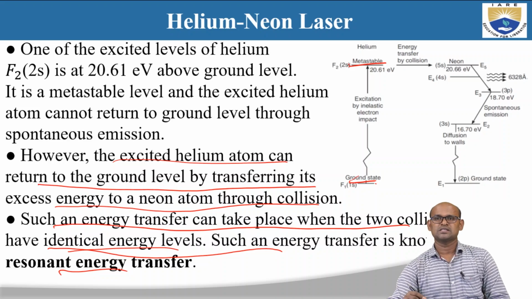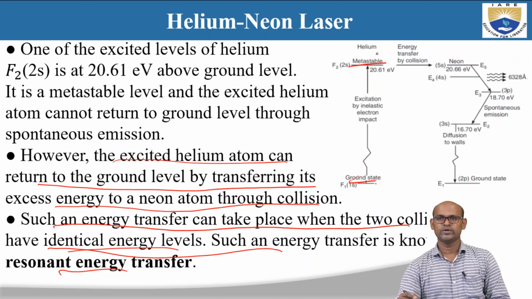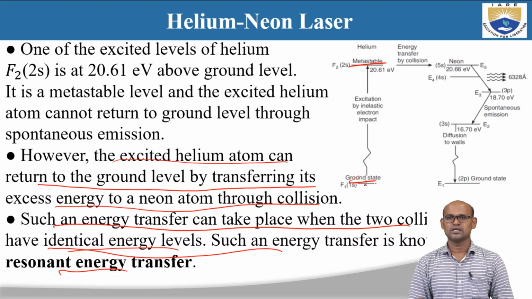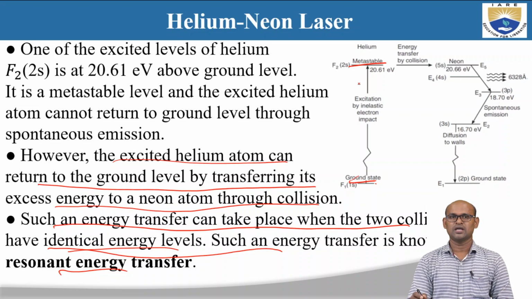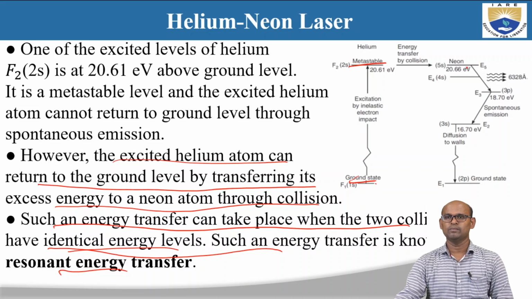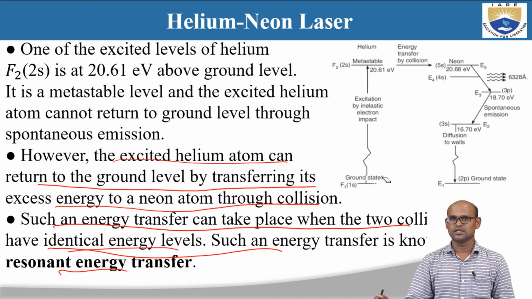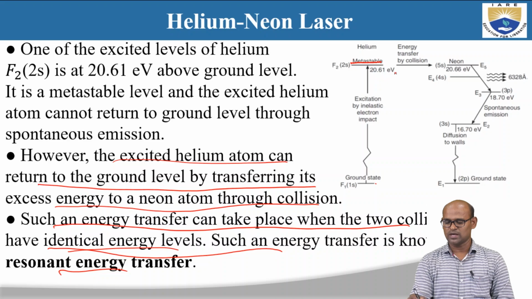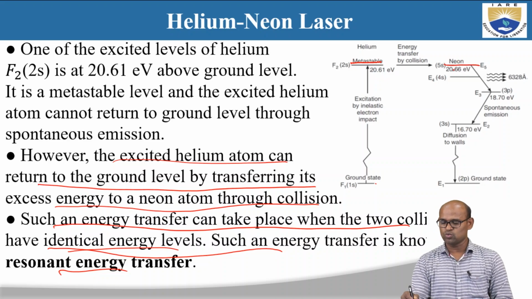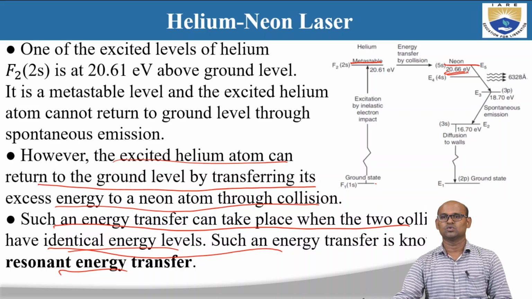Because F2 is a metastable state, this helium atom is not going to return to the ground state through spontaneous emission. It has excess energy. So this excess energy can be transferred to the neon atom by collision. This is possible only when the two atoms have identical energy levels. For example, helium has F2, which is around 20.61 electron volts, and neon also has energy level E5, which is 20.66 electron volts.